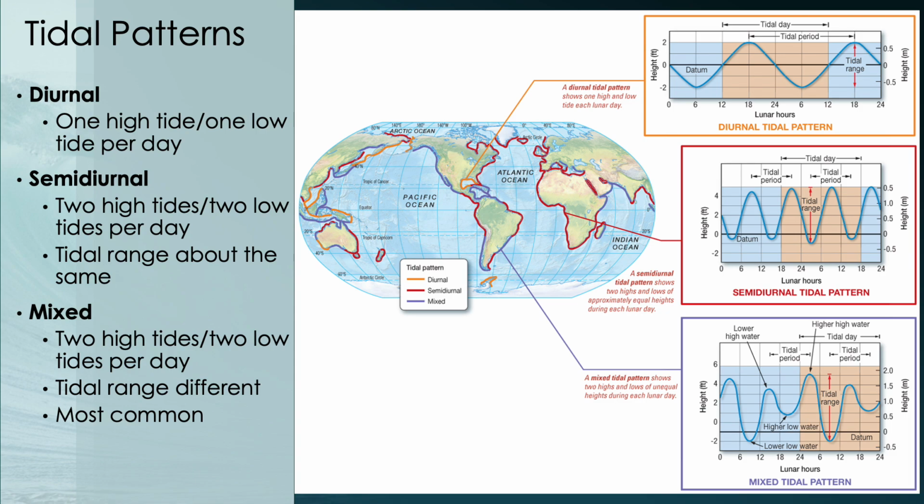And then there's a very unusual pattern called diurnal. This happens, for example, in the Gulf of Mexico, although you don't need to know exactly where these things happen. Here we have one high tide and one low tide per day. And that's just odd because you have two tidal bulges, so you would think there would be two high tides, but because of local geographical factors of coastlines and dynamics, those two high tides are transformed into one.